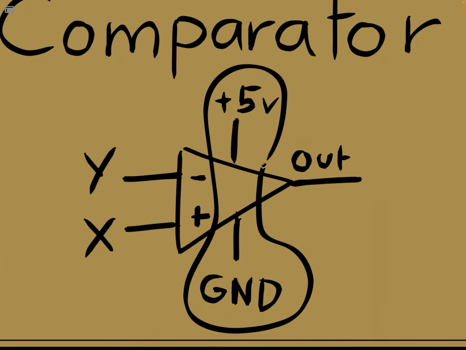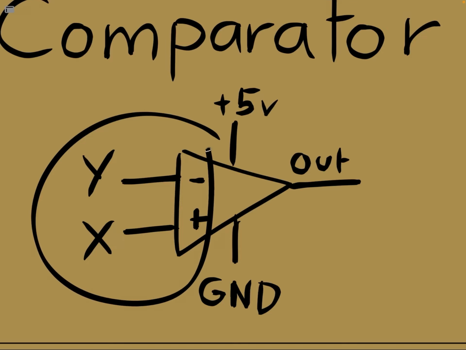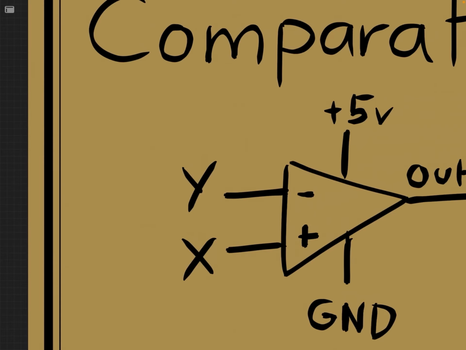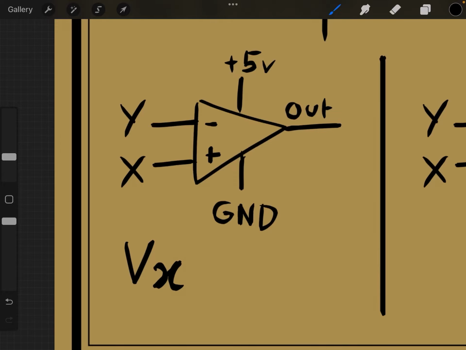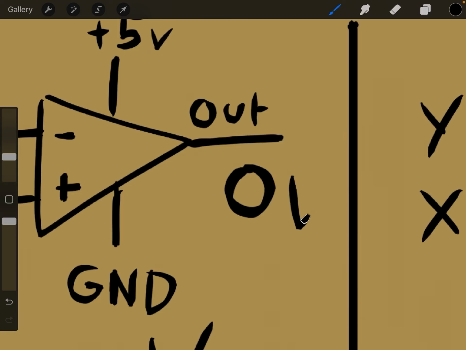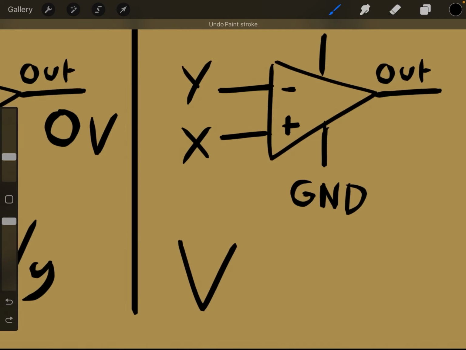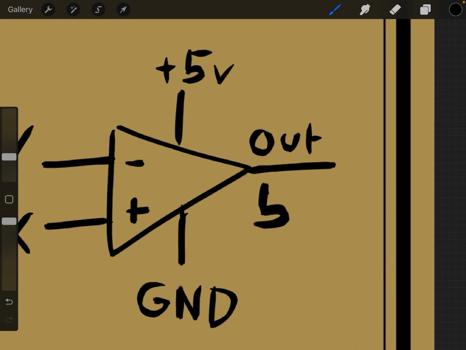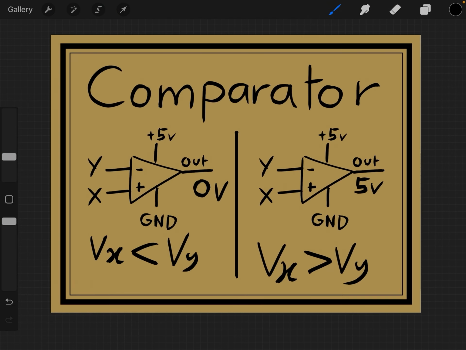These inputs here don't really do anything except give the comparator power. It's these inputs and these inputs which do something interesting. The comparator is appropriately called a comparator because it compares the voltage of two inputs. If the voltage in X is less than the voltage in Y, then the output of our comparator is going to be 0 volts, or just matching ground. But if the voltage in X is greater than the voltage at Y, then the output is going to be 5 volts. And that's the basic function of a comparator. It's just to compare whether voltage X is greater or less than voltage Y.